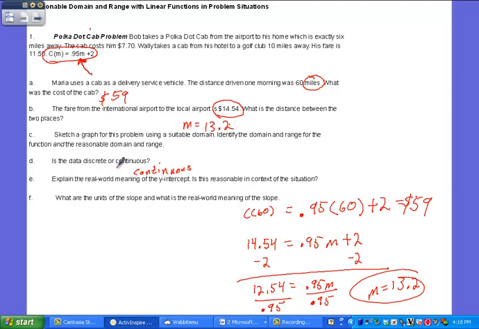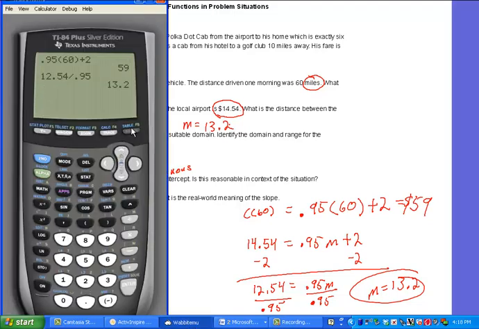Alright, now I know I skipped over to D, but let's go ahead and look at what C says. Sketch a graph for this problem using a suitable domain. Identify the domain and range of the function and the reasonable domain and range. So we have two different things that we have to do. Not only do we have to graph it and identify the domain and range, we should identify the reasonable domain and range. And so again, I can hit the graph button and I see that I have a nice little line graph like this.